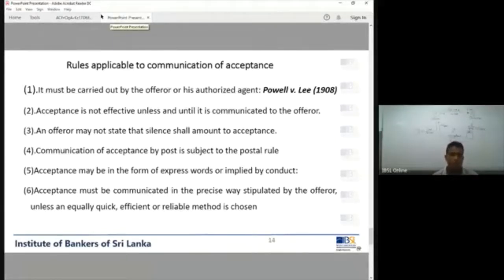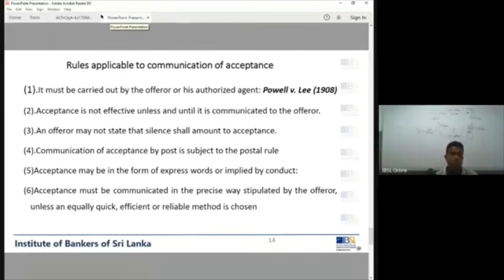Then the next one, communication of acceptance by post is subject to the postal rule. We studied that. When the acceptance is done by way of a postal letter, it is subject to the postal rule unless the offeror has rejected the postal rule. So that is number 4. Number 5, the acceptance may be in the form of express words or implied by conduct. So as I told you, acceptance can be done by word, in writing, or by conduct, by doing some act.